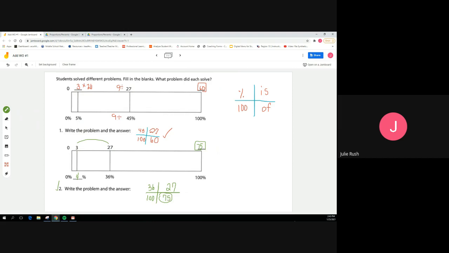And let's check our answer and make sure that we are correct. And even if we just do 27 divided by 75, we should get 0.36, which is the same thing as 36%.